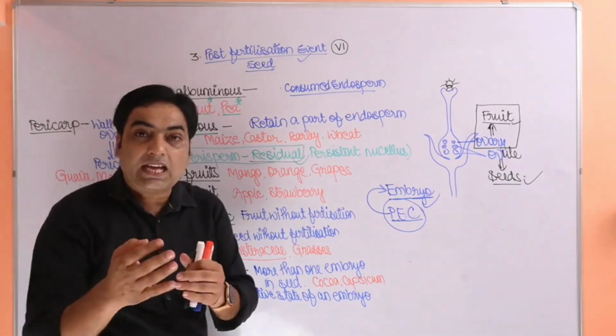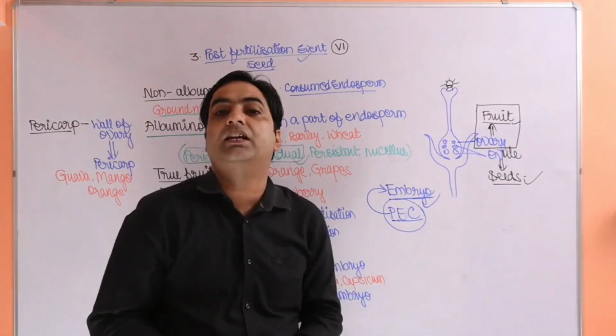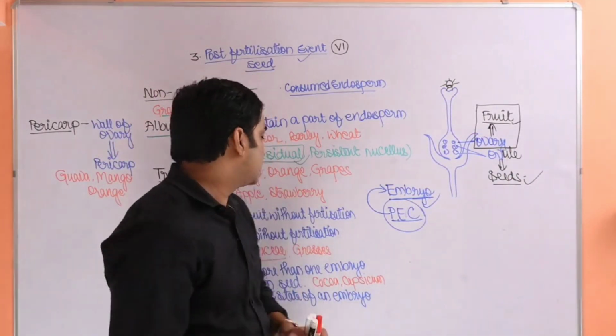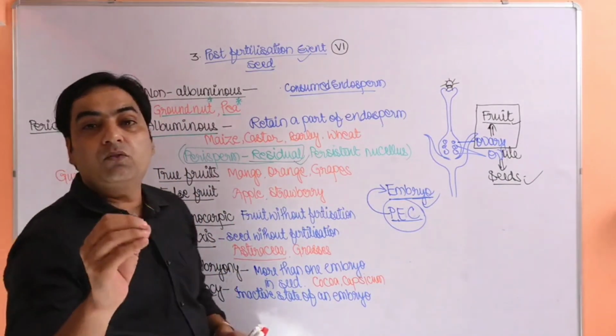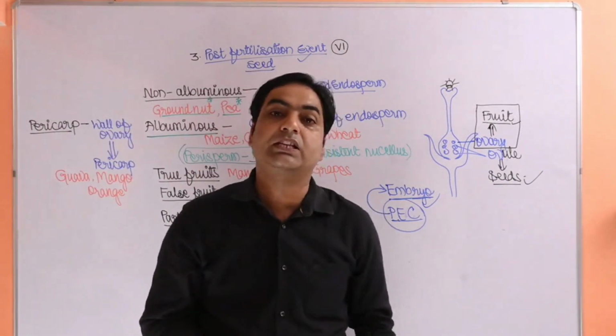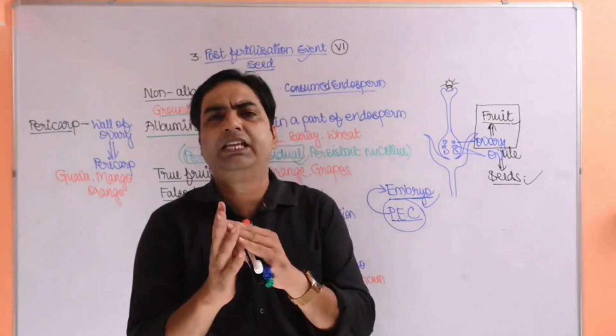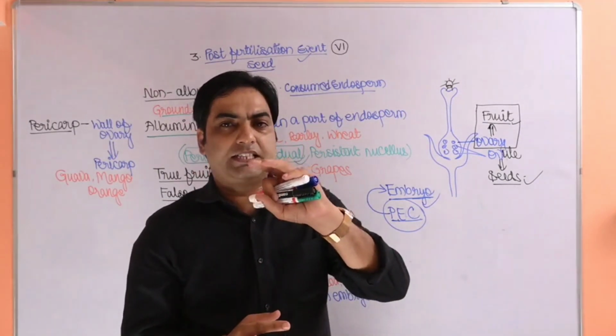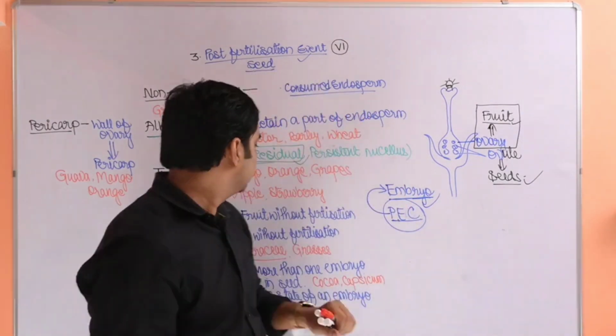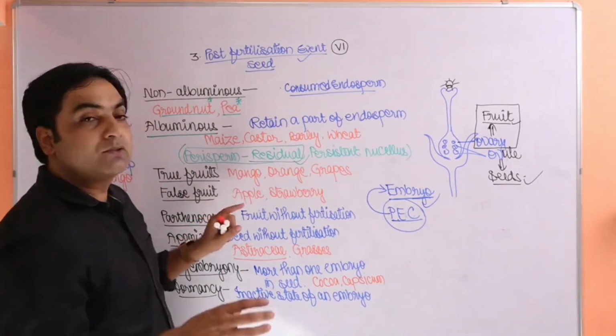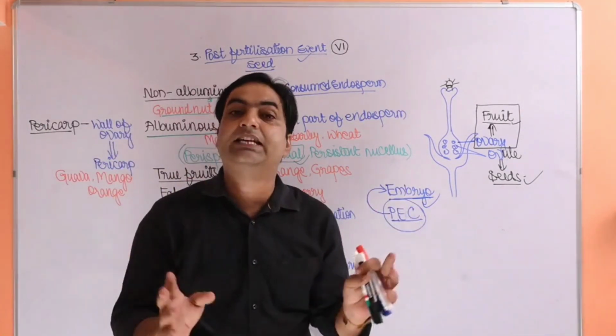And when the thalamus also participates in the development of a fruit, this is called a false fruit. One of the best examples of false fruit is strawberry and apple. These two examples, probably apple especially, have come so many times in so many examinations.